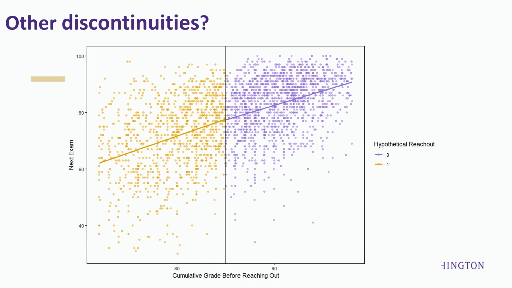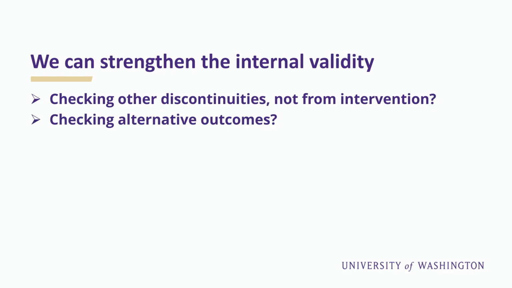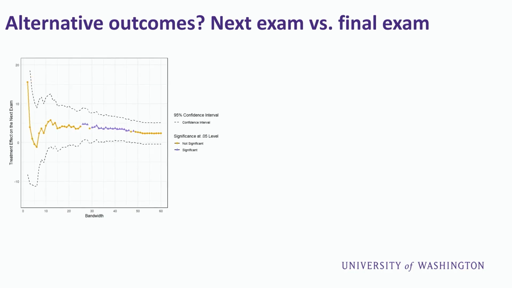And as you can see, there's no obvious jump at this point, meaning that the jump we saw earlier is maybe actually from the intervention, not embedded within the data set. So that's one possible way. And the other possible way is that we can check alternative outcomes. For example, we checked the next exam, but we can also check their final exam. And here's how. So this is the figure I showed earlier.